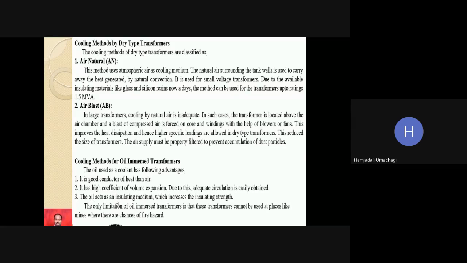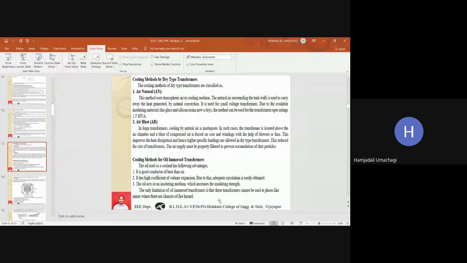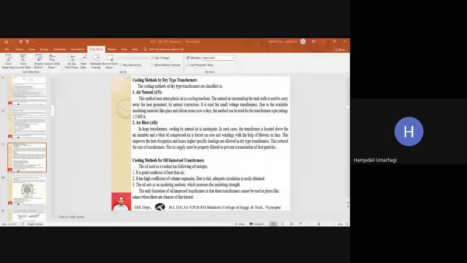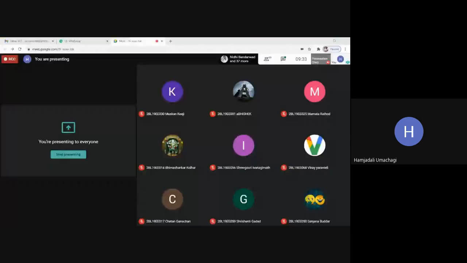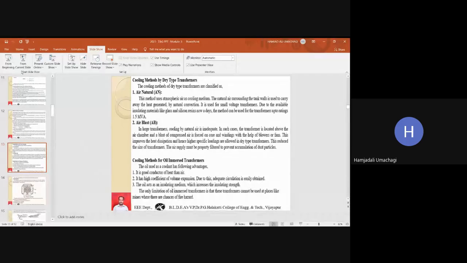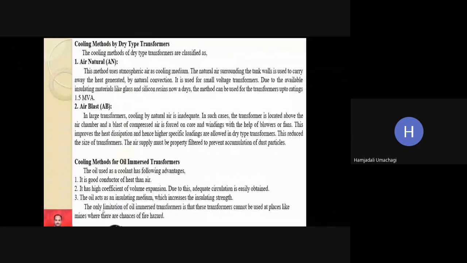Then oil acts as an insulating medium, which increases the insulating strength. So not only is it going to carry the heat that is present inside the transformer tank, it is also going to provide insulation for the windings as well as for the core part. For that sake, we are using the oil here. That too, it is mineral oil.